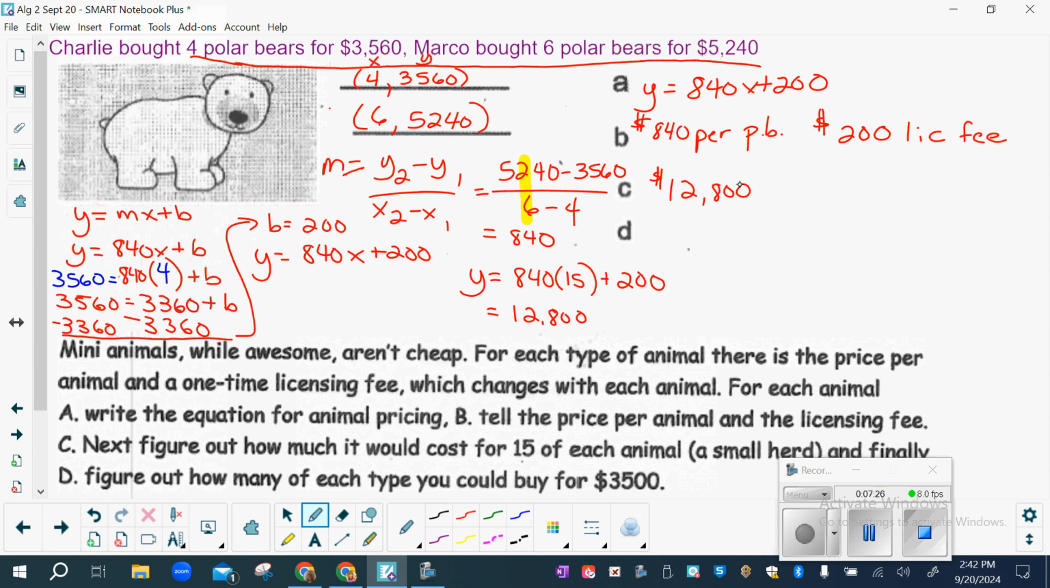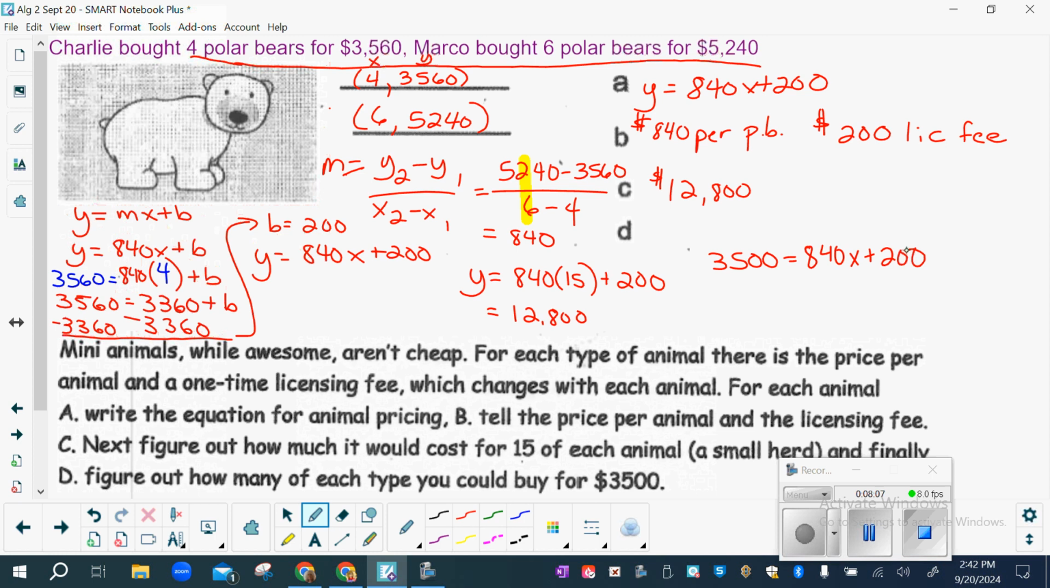What was it? How many you could buy for $3,500? So it's meaning each polar bear. How do we find it? We want to know how many of each type we can buy for $3,500. What do we do to do that? Where do we put the $3,500? In the Y. So it's 3,500 equals 840x plus 200, and then we just solve for x.